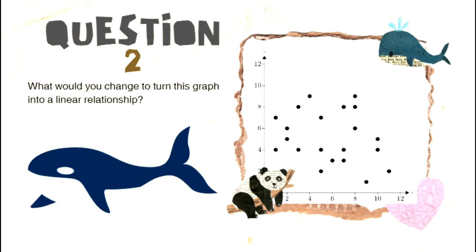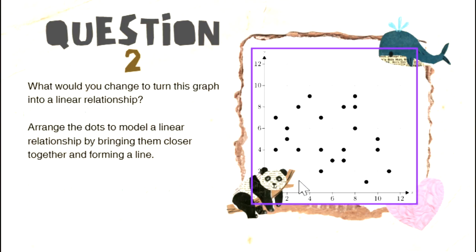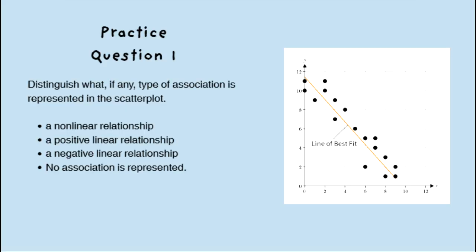Okay, this one's kind of vague. I'm not even going to ask you to do it, but basically you shove the dots together, mash them together so that they can make a line, like shove these ones closer to the middle, these ones closer to the middle, whatever, okay? Here's practice question 1 at the end of your lesson.